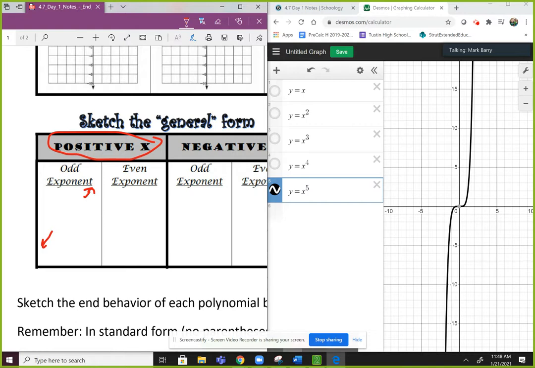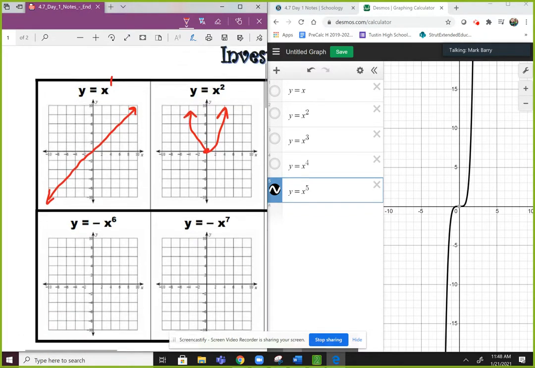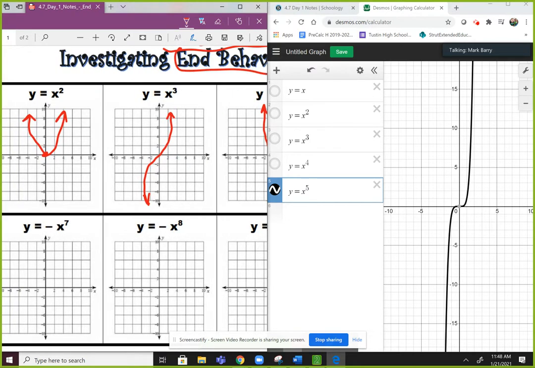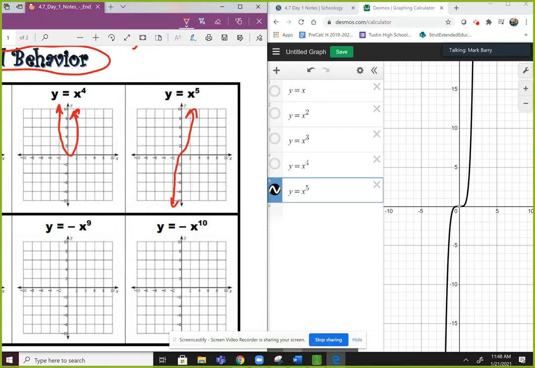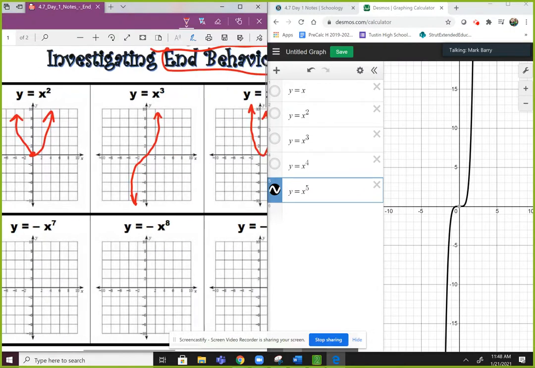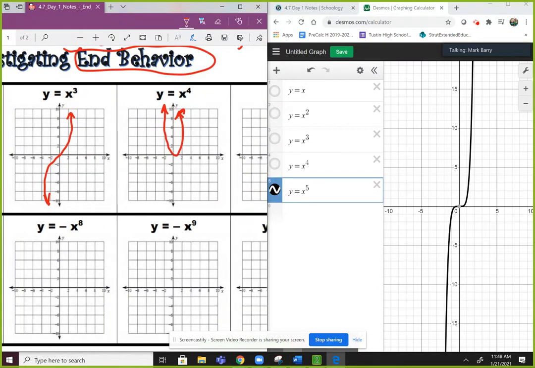On every single one of those, on the right side of the graph, it's going up. If you look back at the first power or the third power or the fifth power, on the left side of the graph, it's going down. We notice that here for the first power, for the third power, and for the fifth power, okay? Now, for the even exponents, so that would be x squared and x to the fourth.